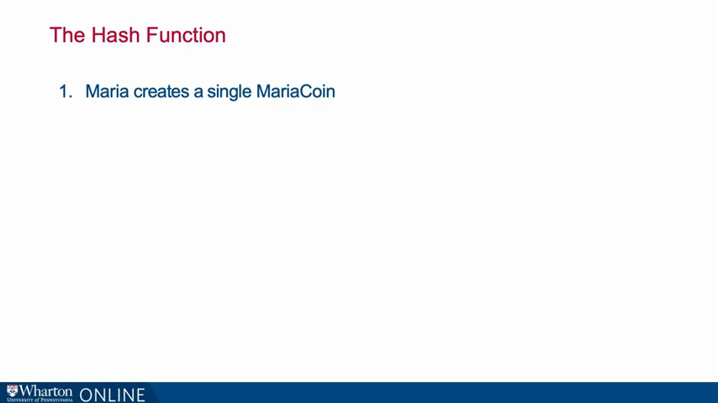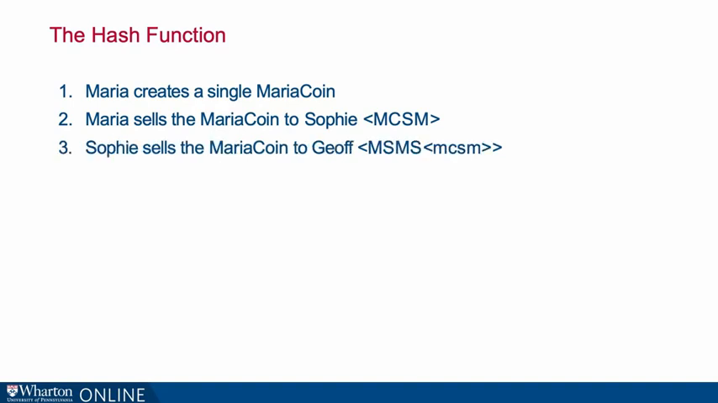So now let's go back to my example from before. Maria creates a single Maria coin. Maria sells the Maria coin to Sophie, and then we have the digest of the previous entry, MCSM. Sophie sells the Maria coin to Jeff, and then we have the digest of the previous entry, MSMS, and then MCSM, and then we have the digest of the whole thing. So there was a mapping from the digest to the previous element that made this tampering difficult. But actually in this example, the tampering was not actually difficult at all because you just needed to match the names with the initials.